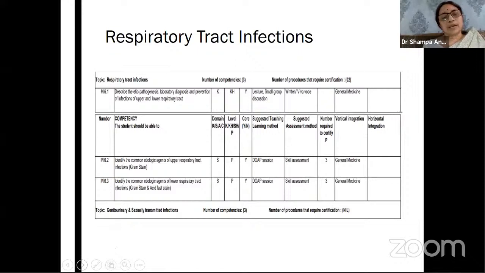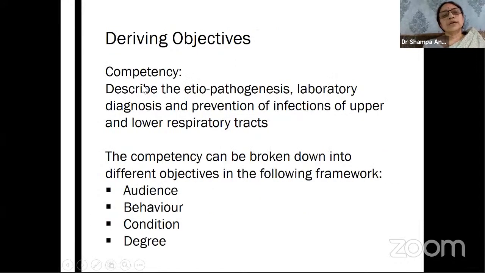Then coming to the theory, this is the competency which has been laid down: describe the etiopathogenesis, laboratory diagnosis, prevention of infections of upper and lower respiratory tracts. Now we should actually derive objectives, breaking down the competency in the following framework, that is audience, behavior, condition, and degree. Audience is the phase two learner. The student is the audience. And behavior is what he is going to perform at the end of the session. The objective is a statement of what a student can perform at the end of the session.